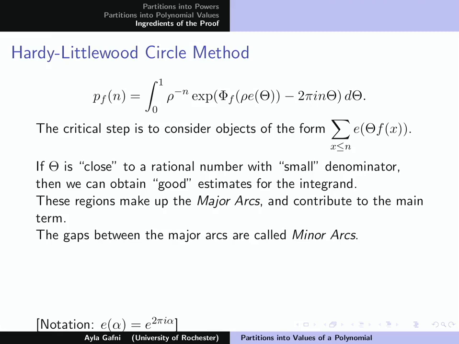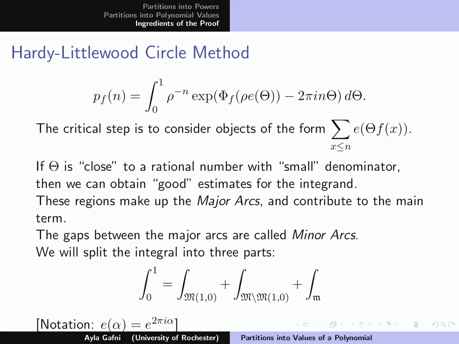And so traditionally, you decide what you want to mean by close and small and good, and then you define your major arcs that way, and all of your major arcs will contribute to the main term, and then all of your minor arcs you just bound uniformly and sweep them under the rug into the error term, which is somewhat difficult to do sometimes, but that's how it works.